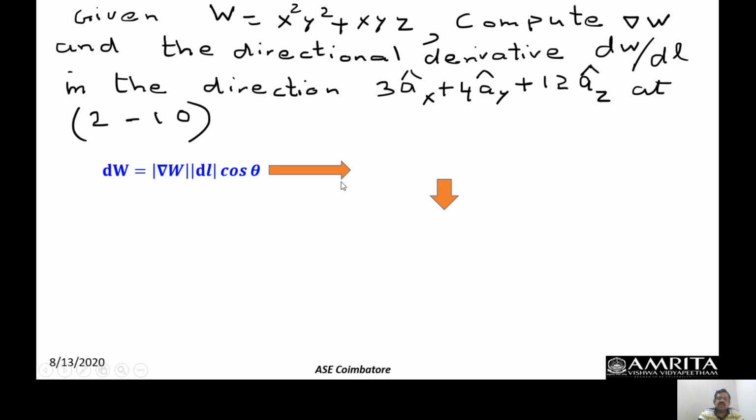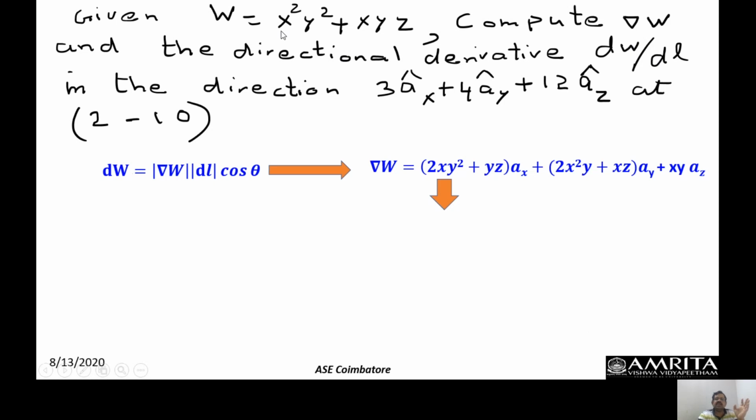It's related like this. Now, del w, finding del w is super simple. I am sure that you have been using this gradient function since the last semester, and all I want you to think about is that it is like a partial derivative with respect to x, y, z coordinates.